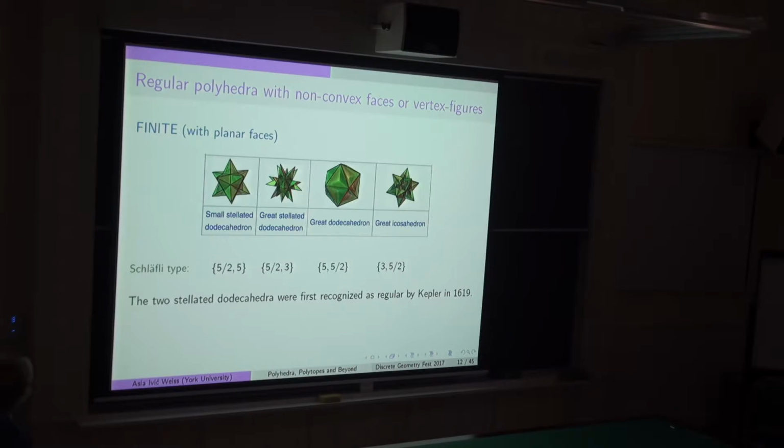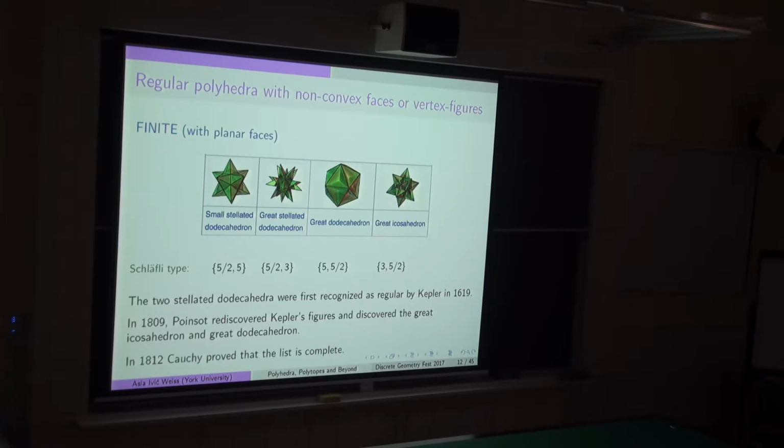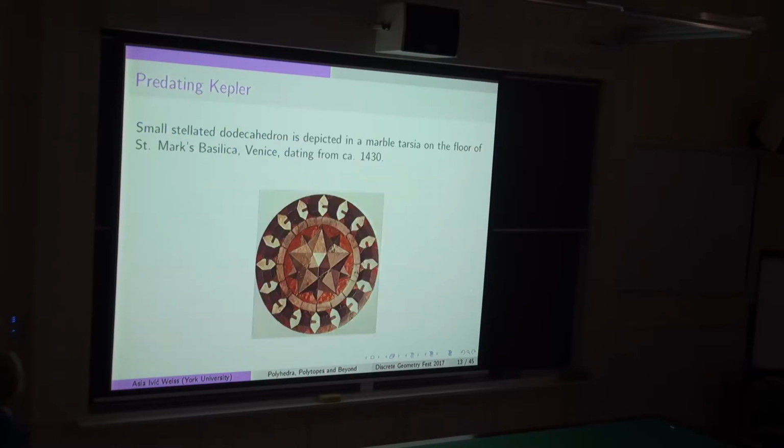And the first 2, in fact, the ones with the star faces, were discovered by Kepler in 1619. In 1809, Poinsot rediscovered the Keplers too, and then he also discovered their duals. So he was the first one to know all 4. This list is complete. And in 1812, Cauchy proved, in fact, that this list is complete.